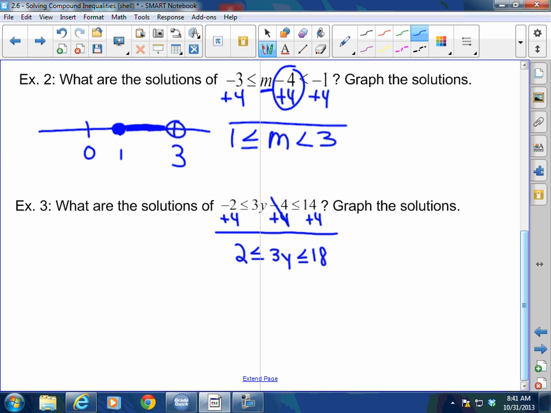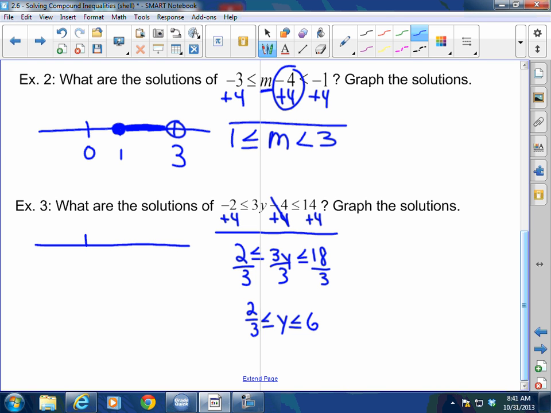Now I want to solve for y. So I'm going to divide 3 to all sides. So I have 2/3 is less than or equal to y, less than or equal to 6. So y is greater than or equal to 2/3 and less than or equal to 6.